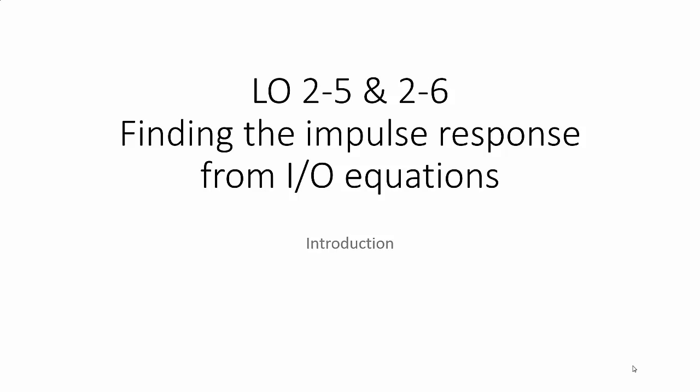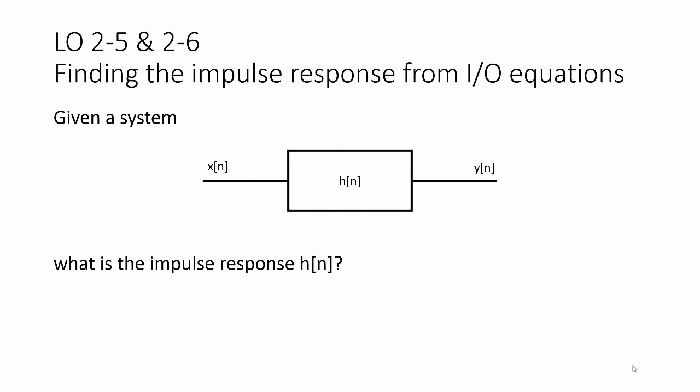Learning Outcome 2.5 and 2.6, Finding the Impulse Response from Input-Output Equations. The problem we're going to look at is if we're given a system with an input x of n and an output y of n, we call the system h of n. You saw this introduced earlier in this chapter. H of n is called the impulse response.